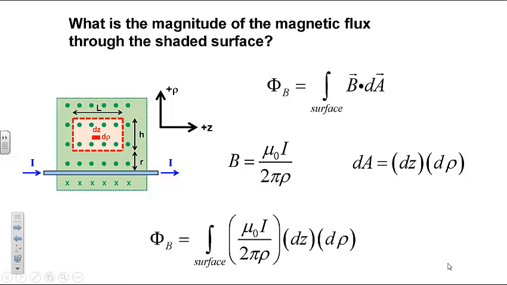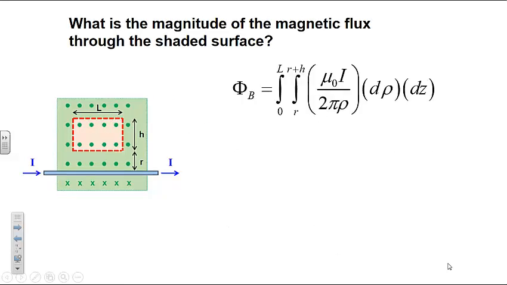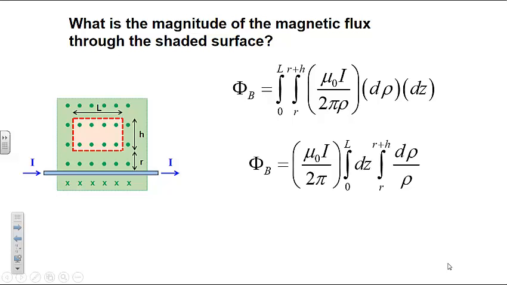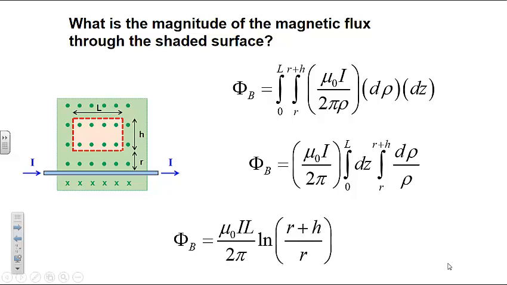The limits of integration are from 0 to L along the z-axis and from r to r plus h along the ρ-axis. We can treat each integral separably and move several constant variables outside the integrations. These integrations are fairly straightforward and give the following result.